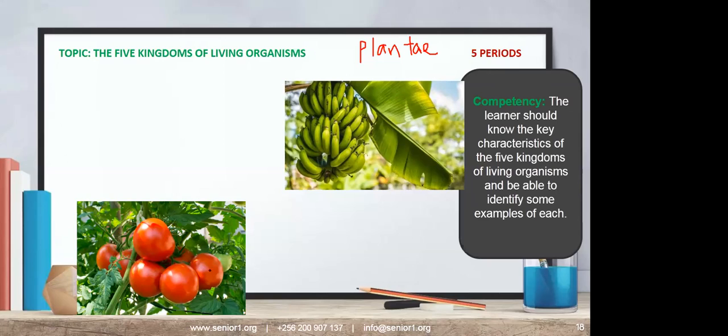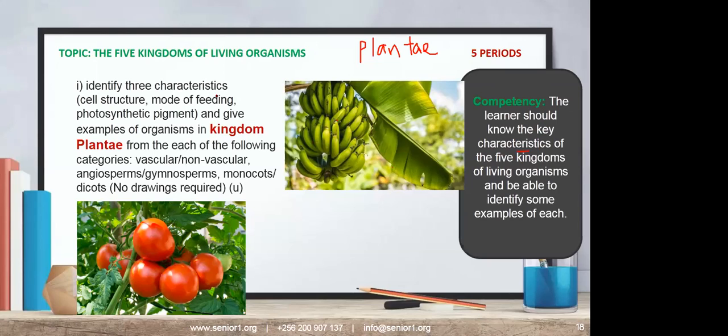So in biology, we study all these things. This is called chirungo. Lycopene is inside here. It is good for your skin. It's good for your digestion. You need matoke to get carbohydrates. So these plants make food for us. So the competence is that you should be able to learn all the characteristics of plants. You should be able to identify plants.